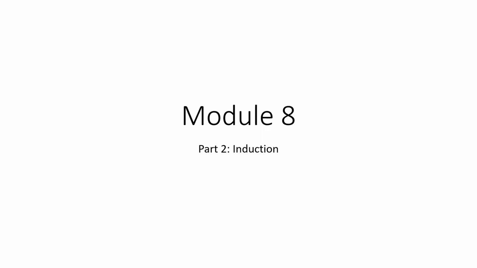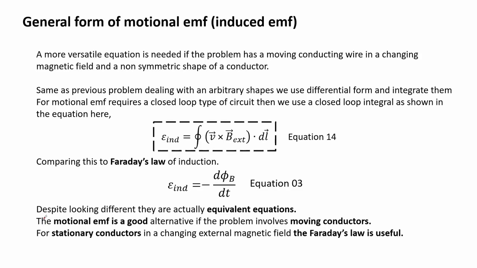In this module we continue to tackle induction and the concepts behind it. A more versatile equation is needed if the problem has a moving conducting wire in a changing magnetic field and a non-symmetric shape of a conductor. Same as the previous problem dealing with arbitrary shapes, we use differential form and integrate them.